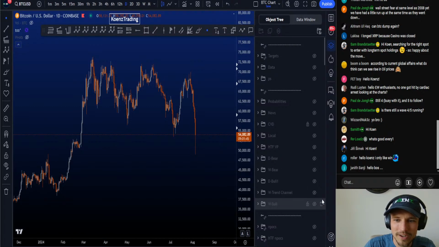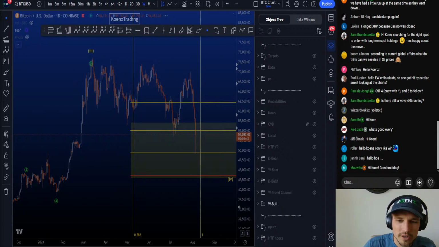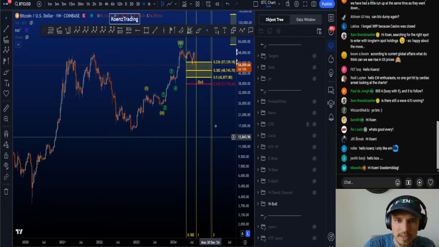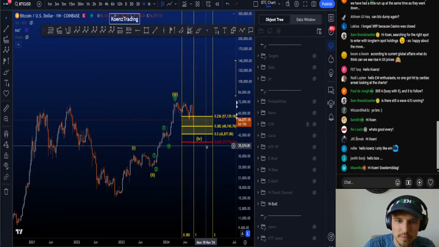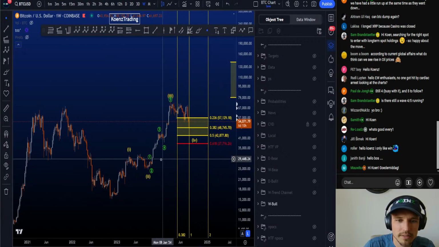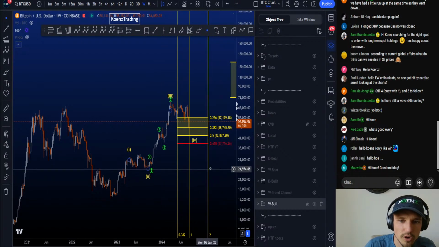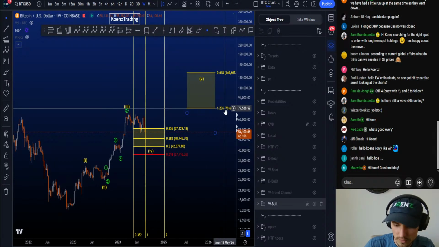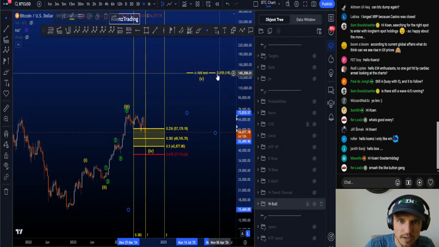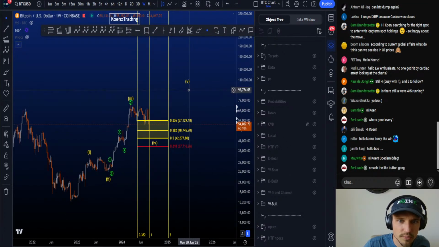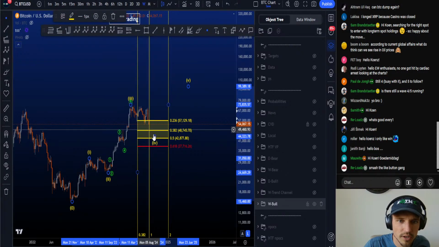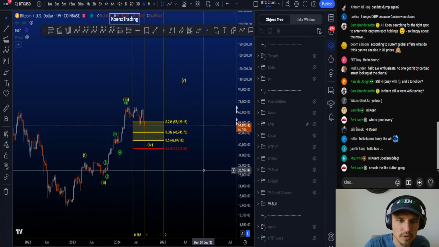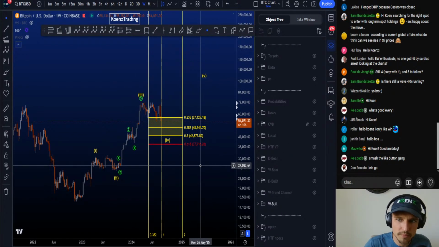So we're going to start on the weekly, move to the daily, then go into the 4 hour and 1 hour time frame and talk about the probabilities of every scenario. I will remove the target for 5 because I want to redo it based on the low we have here, and talk about it a little bit more. Let me get some water here.